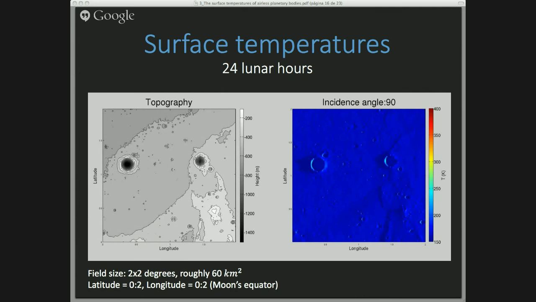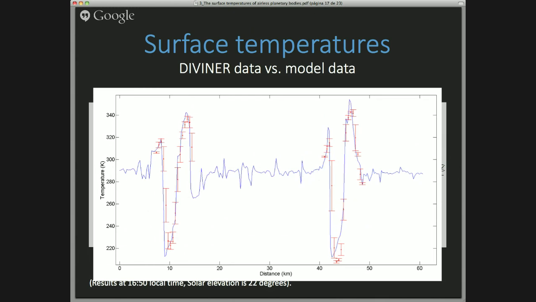If we match those temperatures with the Diviner collected temperatures, and I'm going to draw a cross section through the topography here, you can see that I can predict the temperatures pretty well for a given incidence angle and a given topography. The blue one is the model, and the red one is the Diviner measurements.